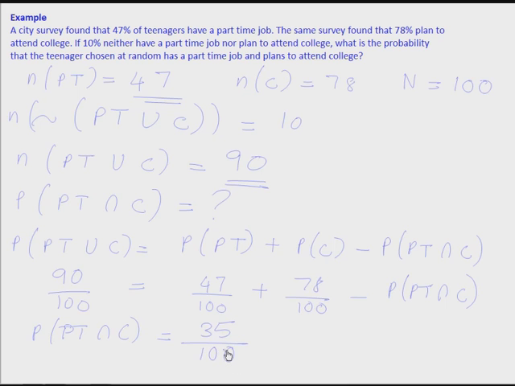So this question needs to be analyzed a bit more. We were asked for the intersection, we were given the individual sizes of the sets, and we had to figure out the union. Once we had the union, we could figure out the intersection. But they didn't give us the union directly. They gave us the complement of the union. They said that 10% neither have a part-time job nor plan to attend college, which was basically all those teenagers who were not in the union of PT union college. And that was 10%. So PT union college worked out to be 90%. And using that information, we could finish the question.